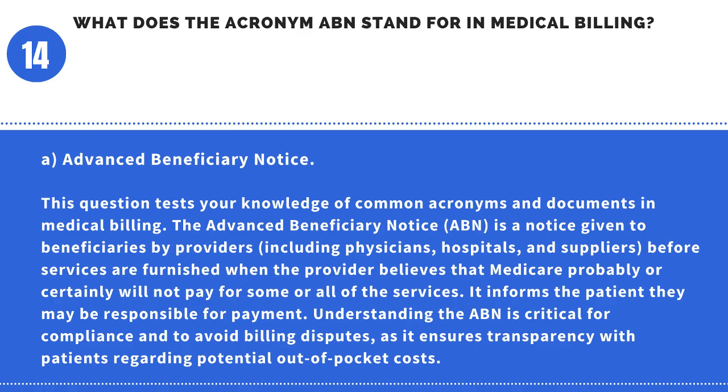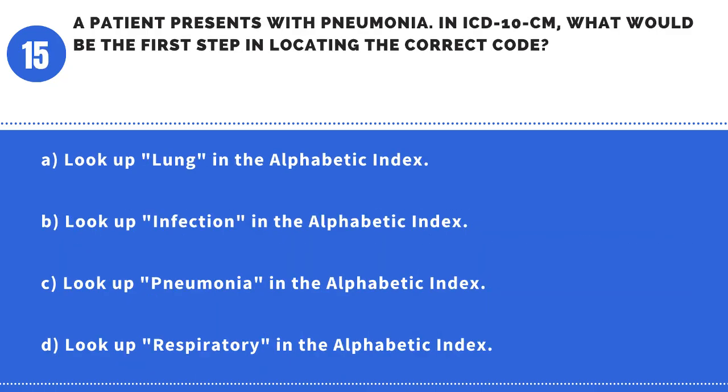Answer: A. Advanced Beneficiary Notice. This question tests your knowledge of common acronyms and documents in medical billing. The Advanced Beneficiary Notice (ABN) is a notice given to beneficiaries by providers, including physicians, hospitals, and suppliers, before services are furnished when the provider believes that Medicare probably or certainly will not pay for some or all of the services. It informs the patient they may be responsible for payment. Understanding the ABN is critical for compliance and to avoid billing disputes, as it ensures transparency with patients regarding potential out-of-pocket costs.